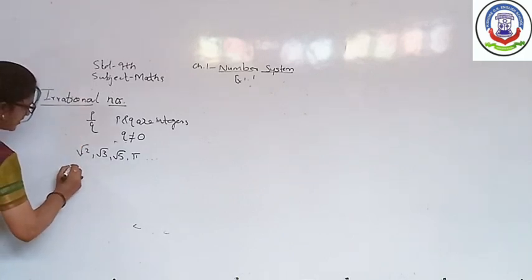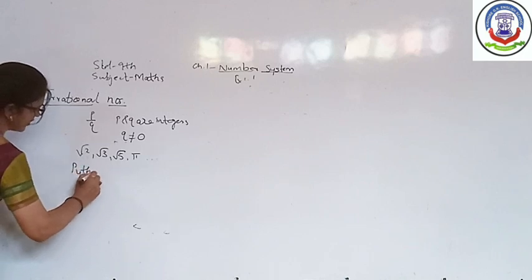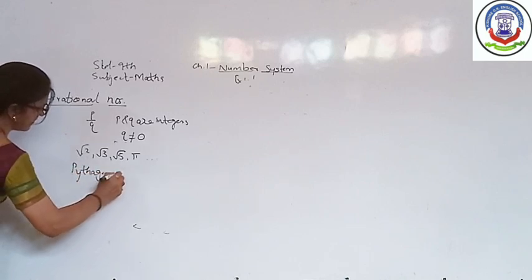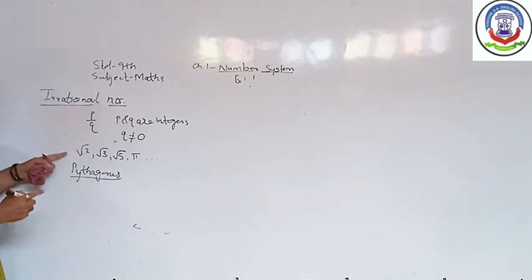Now, irrational numbers were first found out by Pythagoras, who was a Greek mathematician. So he found out irrational numbers.